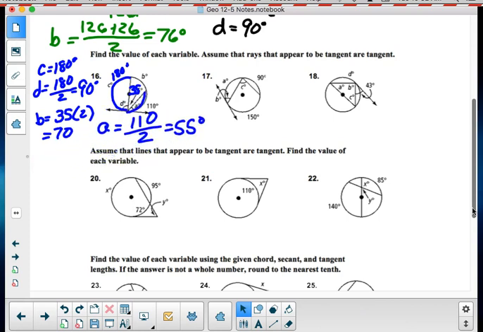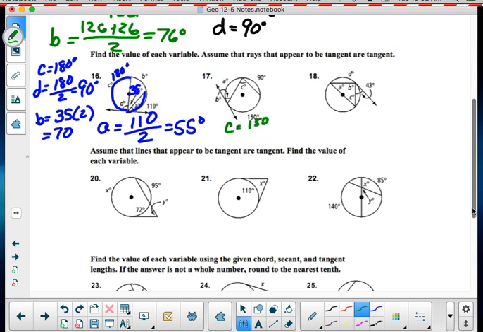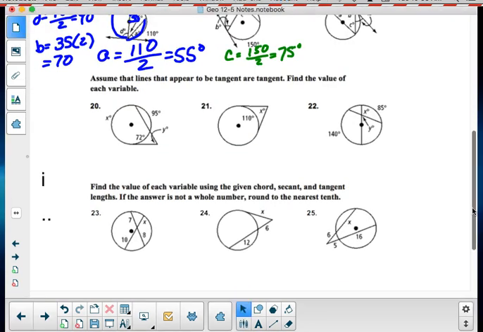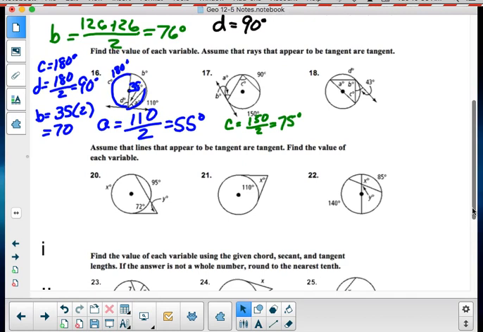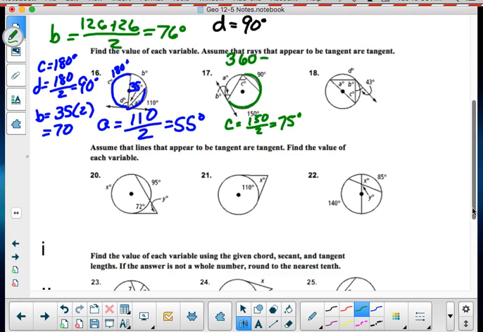In 17, I've got to find just A, B, and C. C is half the value of 150. Because that's an inscribed angle, C is equal to 150 divided by 2, which is 75 degrees. Now, we jumped a little bit. I've got 150 plus 90, that's 240. 360 minus 240 is 120. That is my value for A. So now my B is half of that. B is equal to 120 divided by 2, which equals 60 degrees.